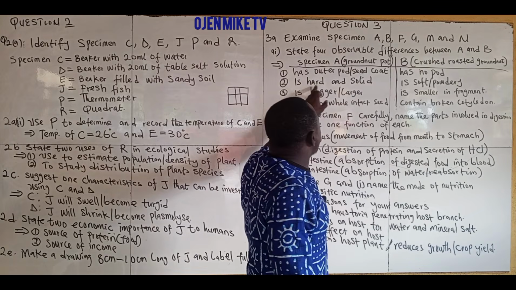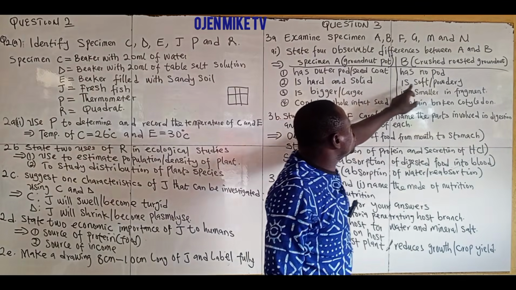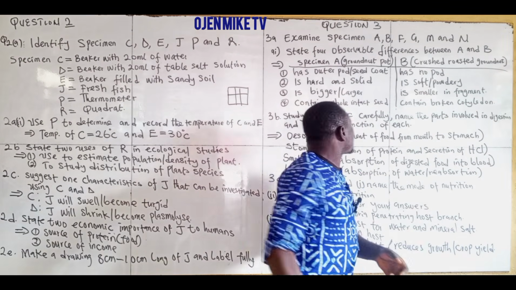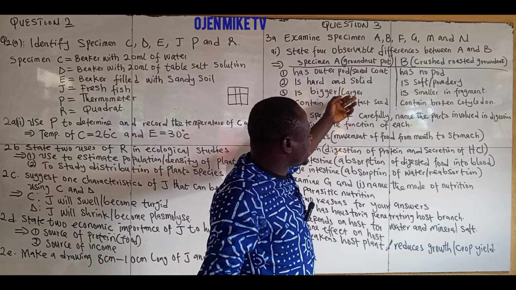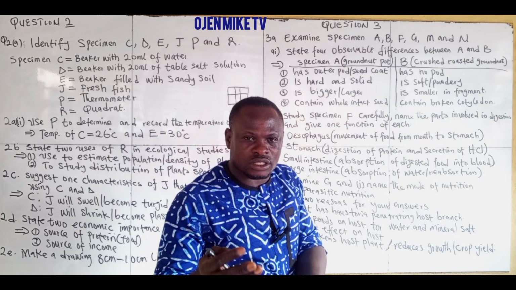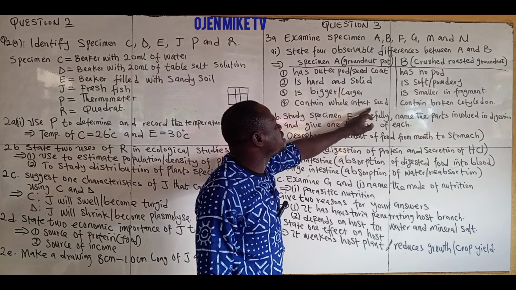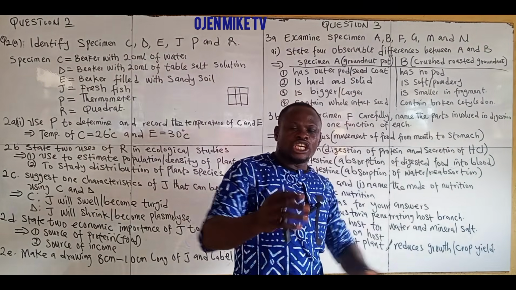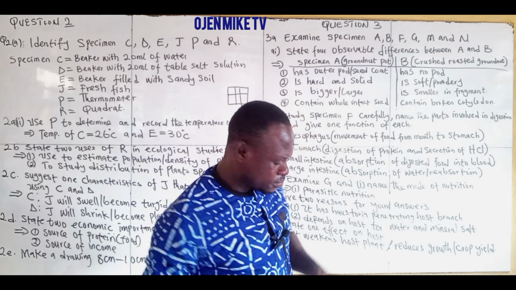Two, it is hard and solid. The groundnut pod is what? Is hard and solid. While this one is what? Soft or powdery, because you have crushed it. The next one is bigger, or you can say it's larger in size. This one is what? Is smaller. When you grind it, it's now in fragments. Do you understand? The next one is it contains the whole intact seed, that the whole seeds are intact, while in this one, the seed or the cotyledon are being what? Are being broken. Do you understand?